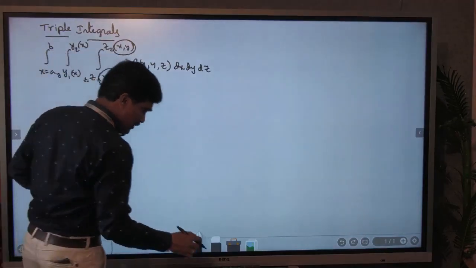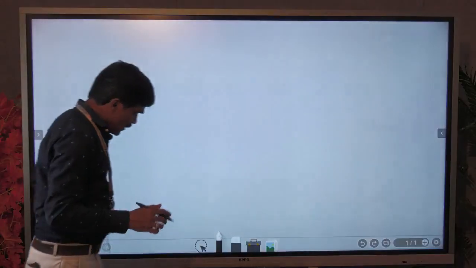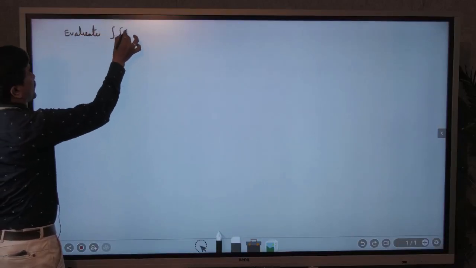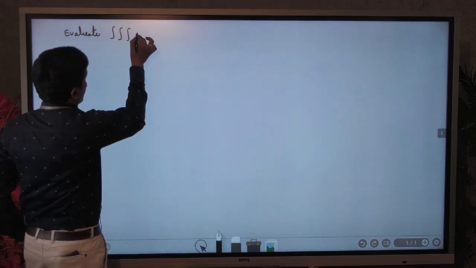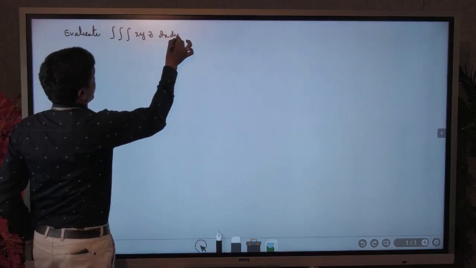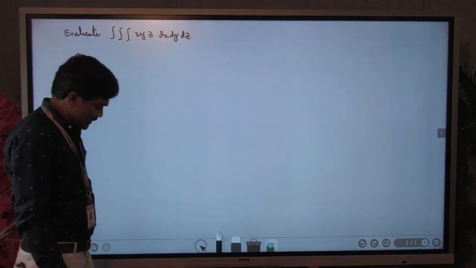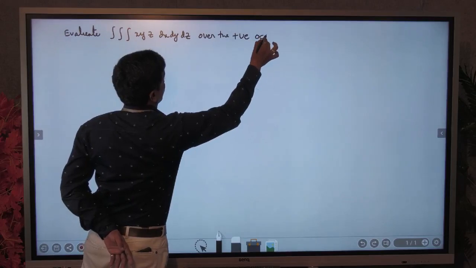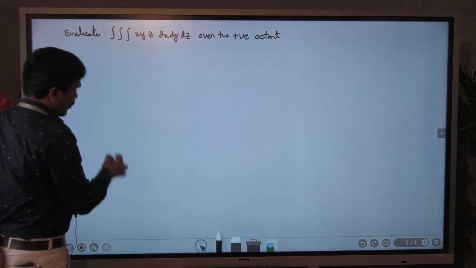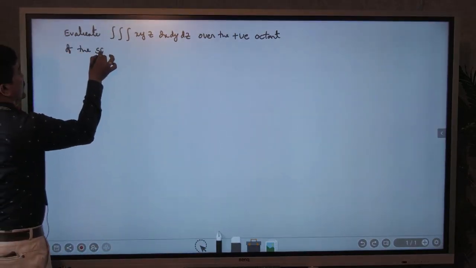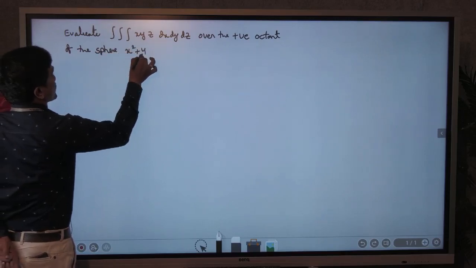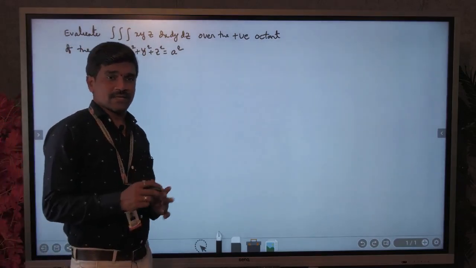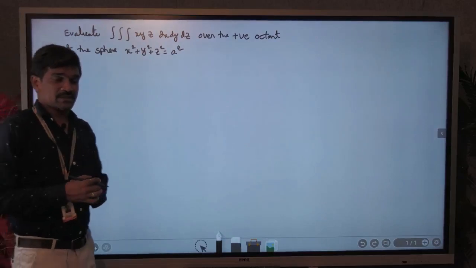Now we are going to discuss one more example. Evaluate the triple integral of x y z dx dy dz over the positive octant of the sphere x square plus y square plus z square is equal to a square. So this is our problem.